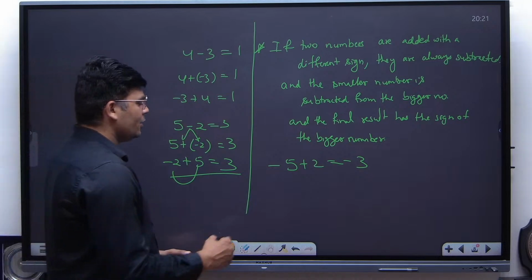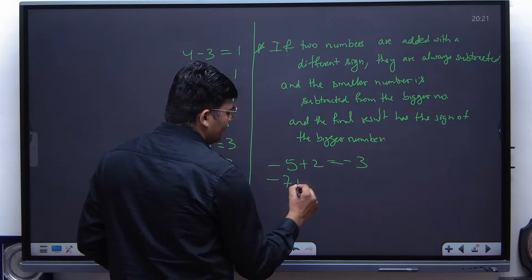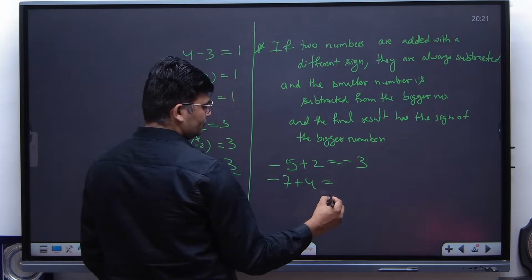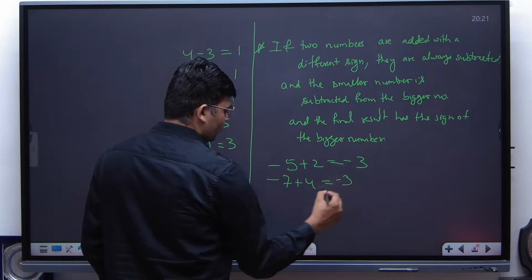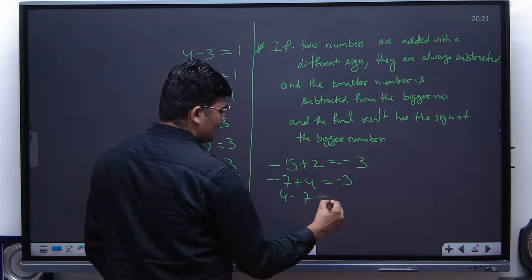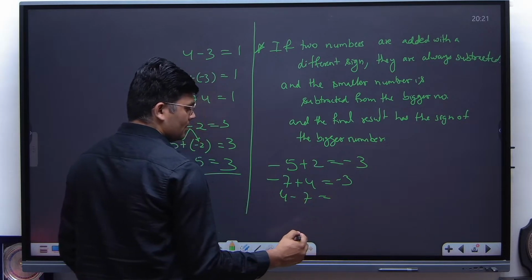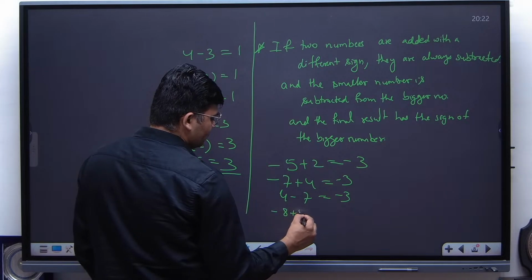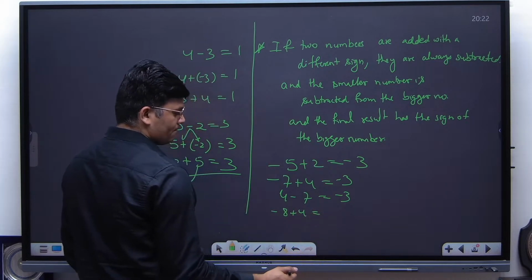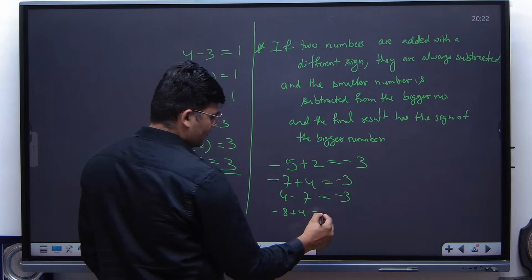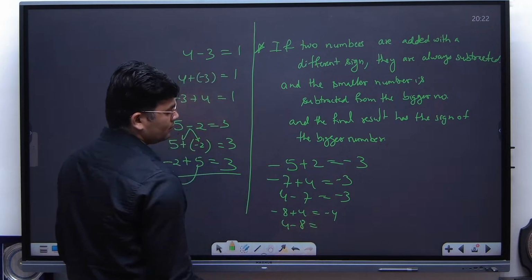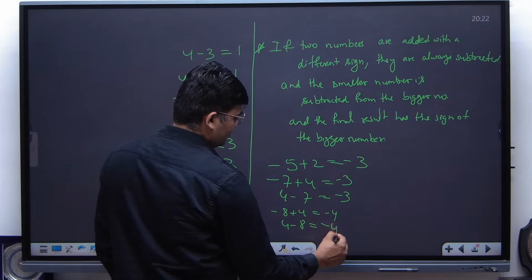Alright, can you do some questions now? Tell me, minus 7 plus 4. Minus 3. What is 4 minus 7? Minus 3. Very good. What is minus 8 plus 4? Minus 4. And what is 4 minus 8? Minus 4. Very good.